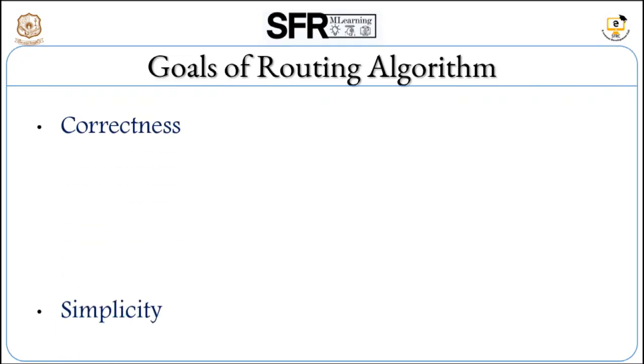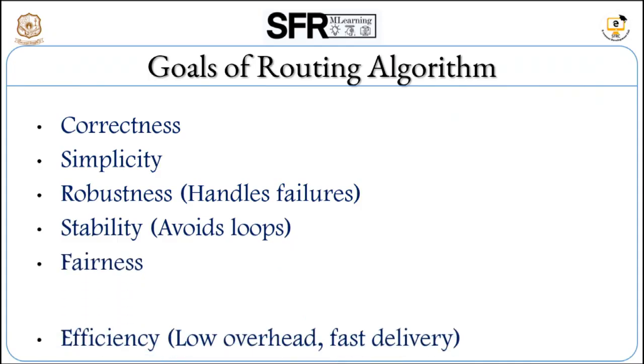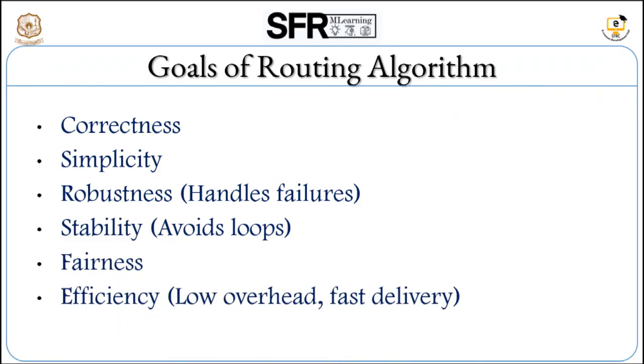The key goals of routing algorithms include correctness, which means always providing a valid route. Simplicity means easy to implement. They must be able to handle failures, avoid routing loops and oscillations, and ensure no node is overloaded. It must also provide efficiency, with fast delivery and low overhead.